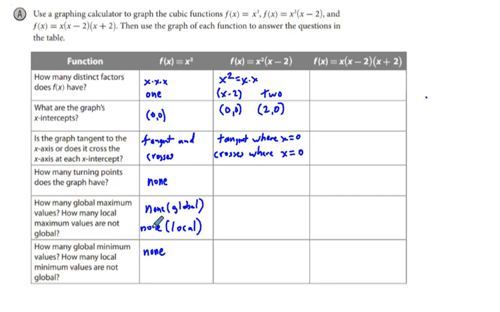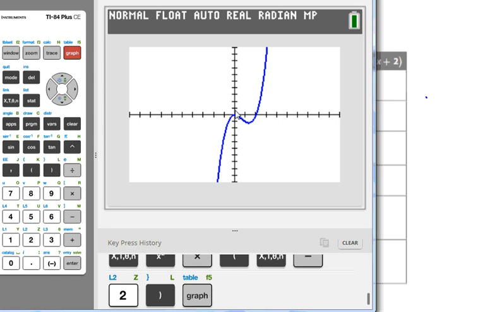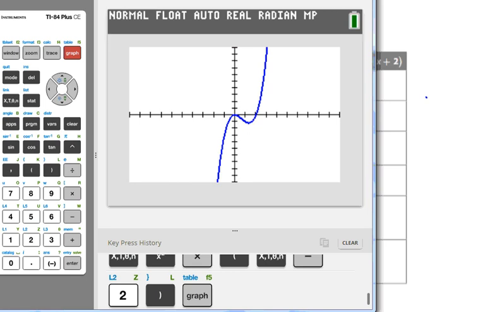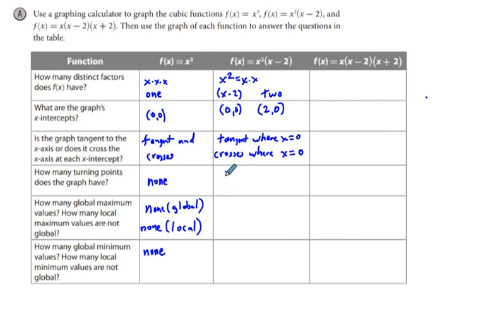Next, how many turning points does the graph have? Let's look at our graph. We have a turning point where the graph is going from increasing to decreasing at x equals 0. And then we're going from decreasing to increasing here about where x equals 1. So this means we have 2 turning points. So we will say 2.